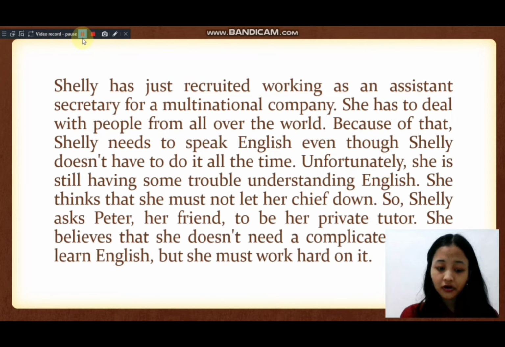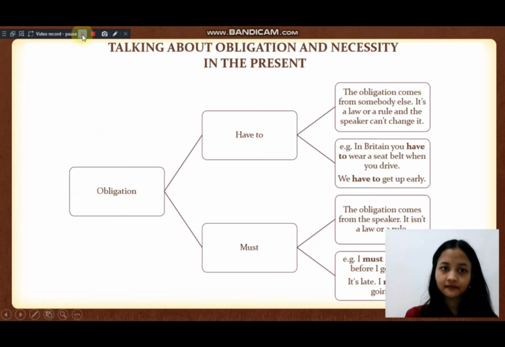Based on the story that I told you, I can indicate the use of must not, have to or has to, do not have to or doesn't have to, need to, and do not need to or doesn't need to. Let us go to the next slide to find out more about this. First, let us talk about obligation and necessity in the present.